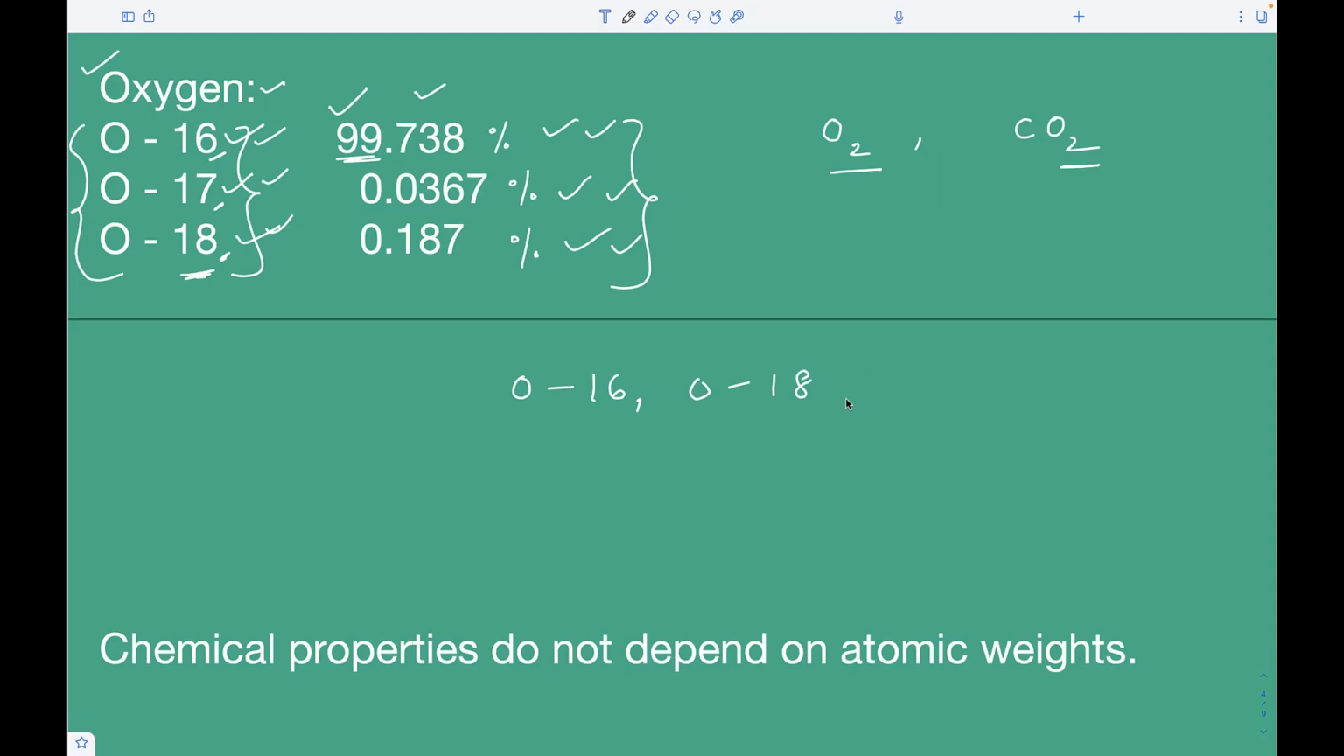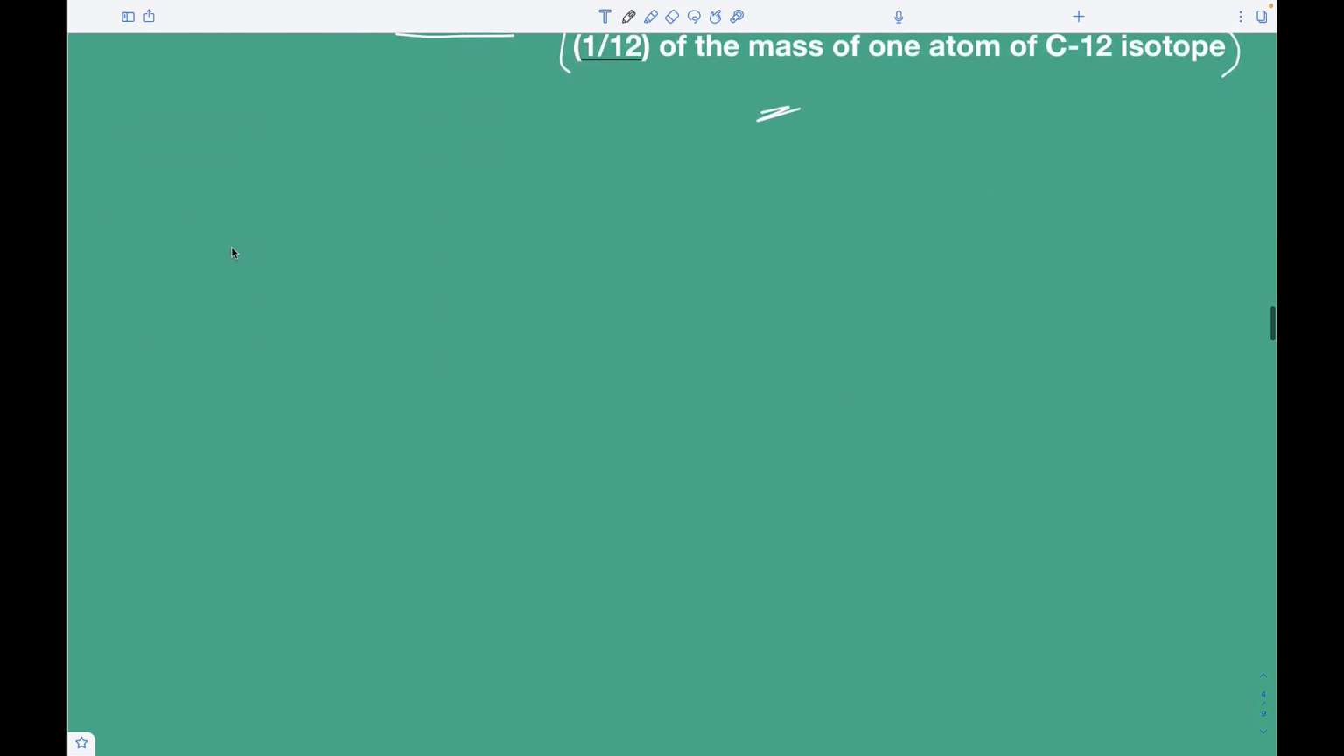Now let us take the example of chlorine. Chlorine has 2 naturally occurring isotopes known as chlorine 35 and chlorine 37. And their relative abundances are 75% and 25% approximately. That is, out of every 100 chlorine atoms, 75 are of this isotope, 25 are of this isotope. So this is the approximate isotopic composition of chlorine.